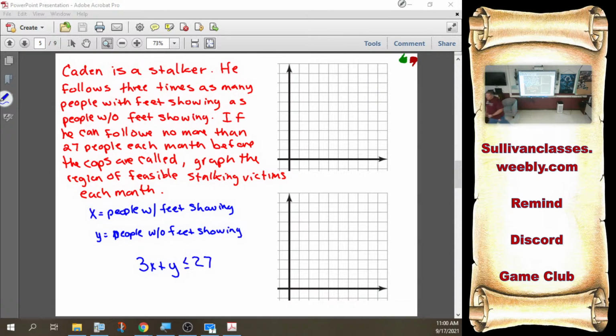Okay. Now, I saw some people instead say x plus 3y less than or equal to 27. That's still right, isn't it? If you label it that way. This is why we have to label our variables.